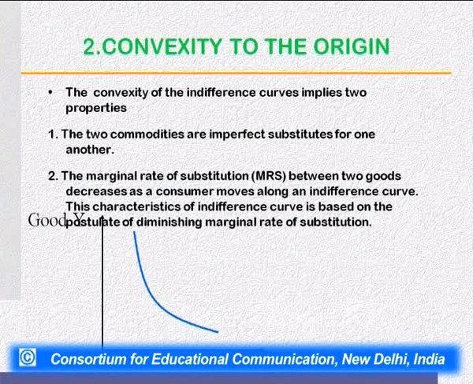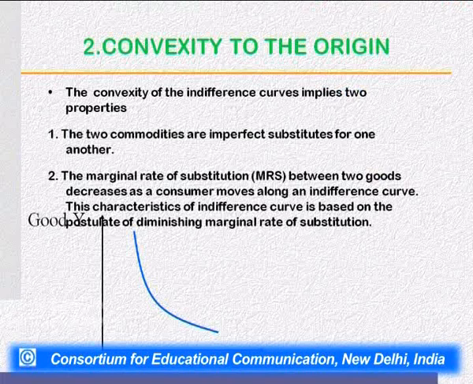Second, the marginal rate of substitution between two goods decreases as a consumer moves along an indifference curve, and this characteristic of the indifference curve is based on the postulate of diminishing marginal rate of substitution. Because of giving up units of the particular commodity, the slope is diminishing from left to right, and the two commodities are imperfect substitutes, not perfect substitutes.